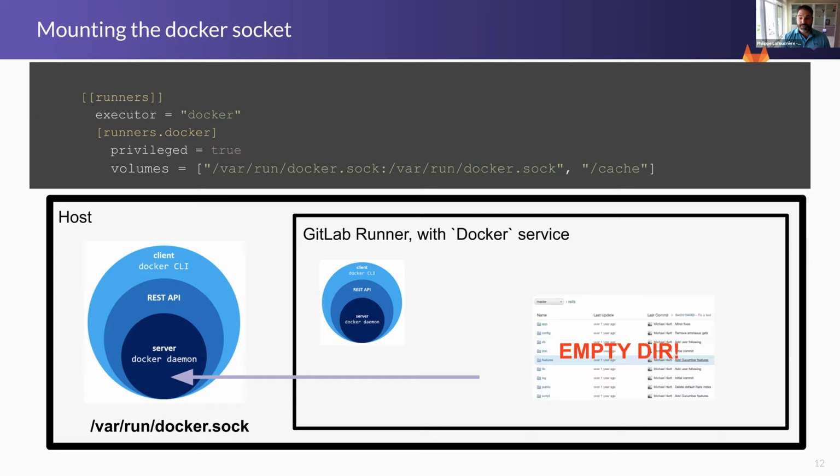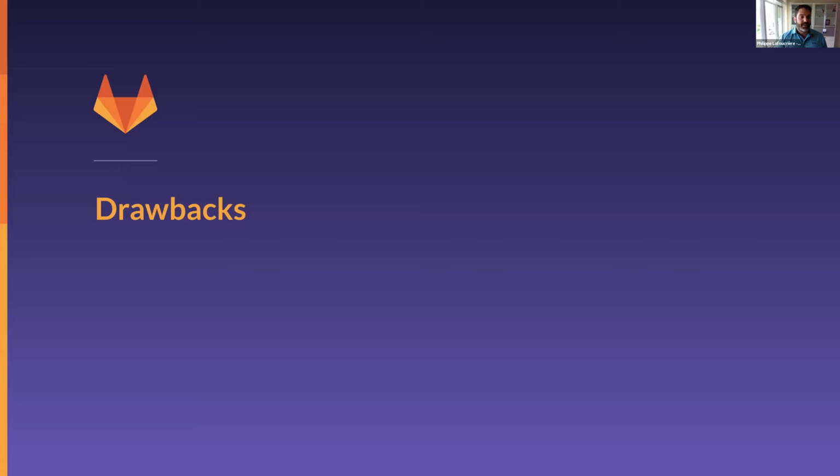You're expecting to see a lot of files and you don't see anything. And that's a common question that we have: it's an empty dir, what's going on? My SAST job doesn't see any of my files. It's because of this. You are talking to the wrong Docker server. This one doesn't know anything about your project. So that's probably the most common pitfall that we're seeing. And I will take questions on that a bit later.